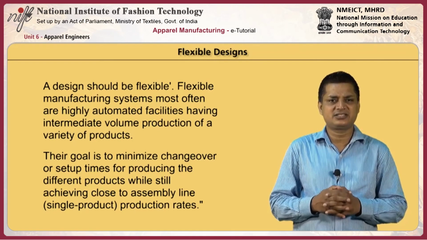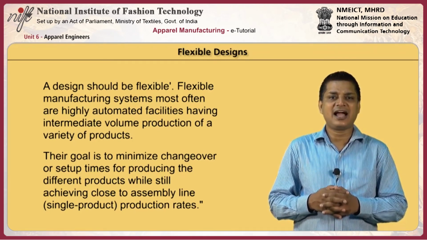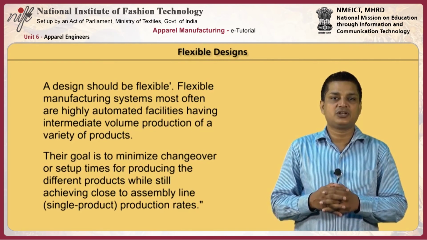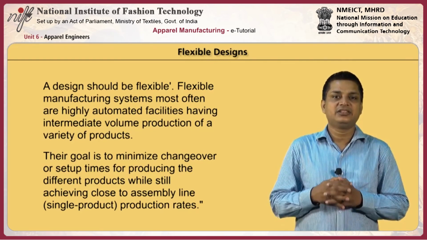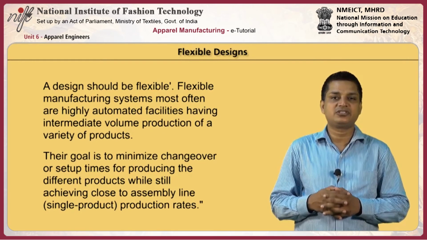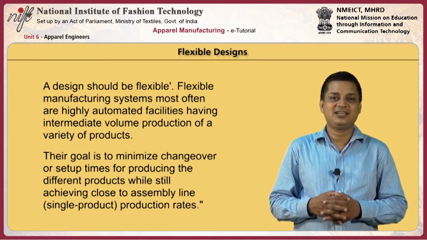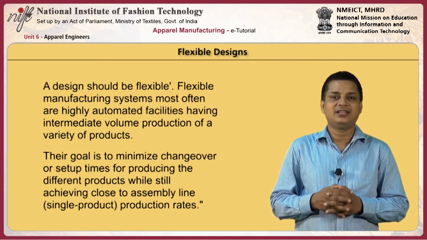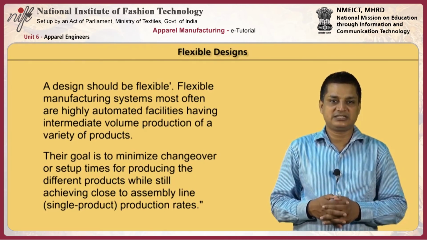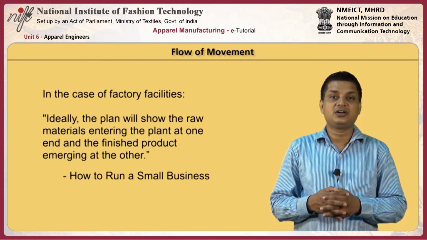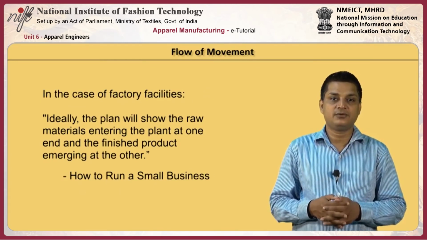Flexible manufacturing systems most often are highly automated facilities having intermediate volume production of a variety of products. Their goal is to minimize changeover or setup times for producing the different products while still achieving close to assembly line, that is single product, production rates. The facility design should reflect recognition of the importance of smooth process flow.